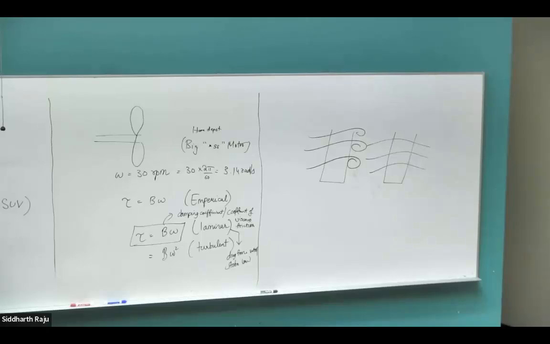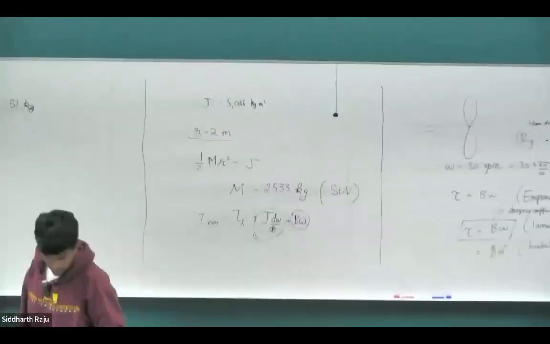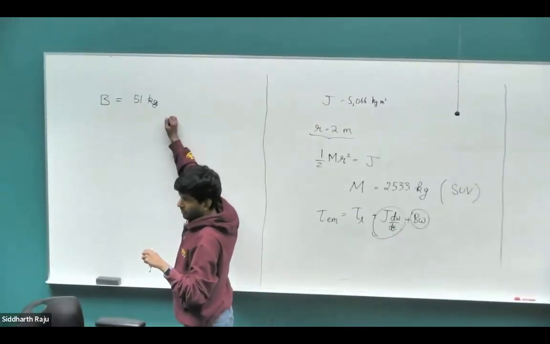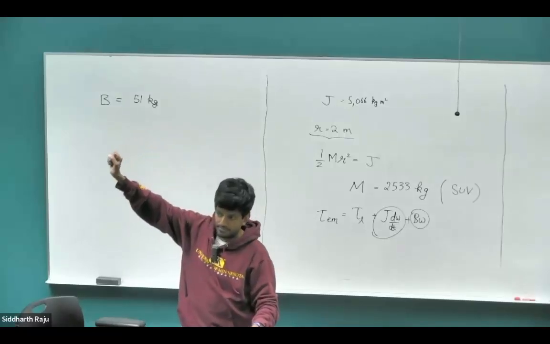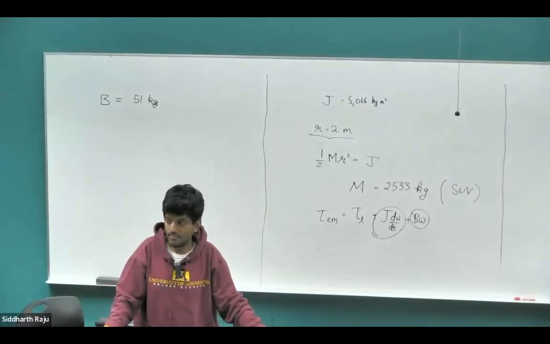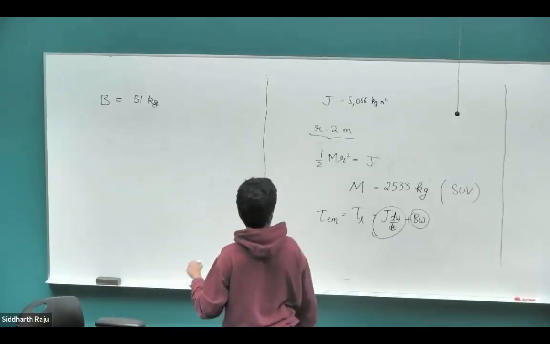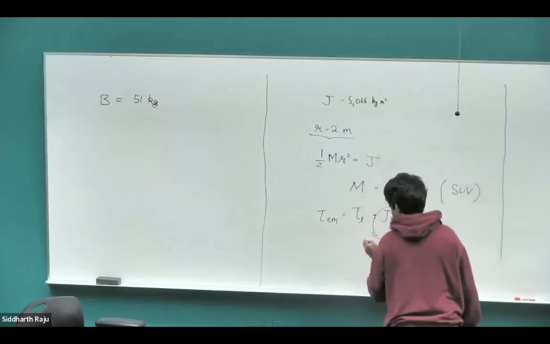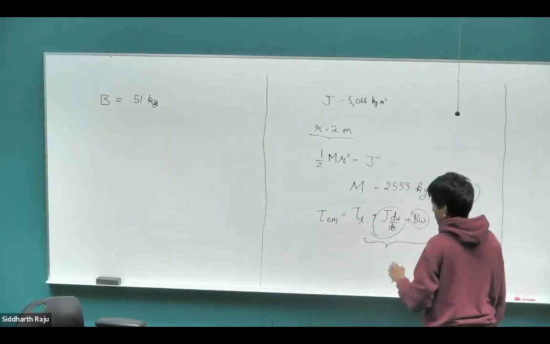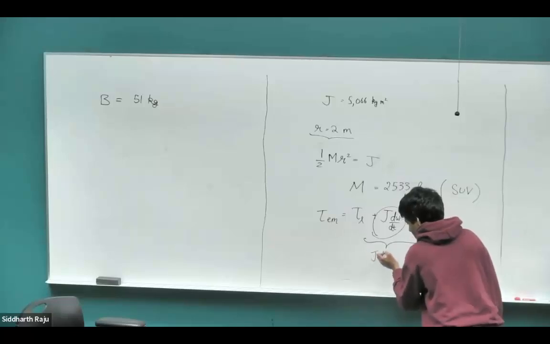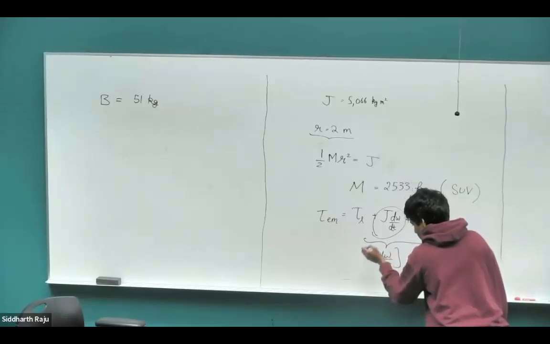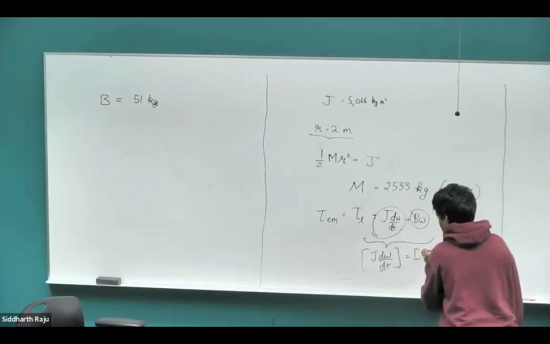So for the IPF fan that we have there, the damping coefficient B is 51 kg. Anybody know what the units for this is going to be? So we had this equation, right? Tau m equal to tau L plus J d omega by dt plus B omega. This J times d omega by dt, units of this must be the same as units of B times omega.